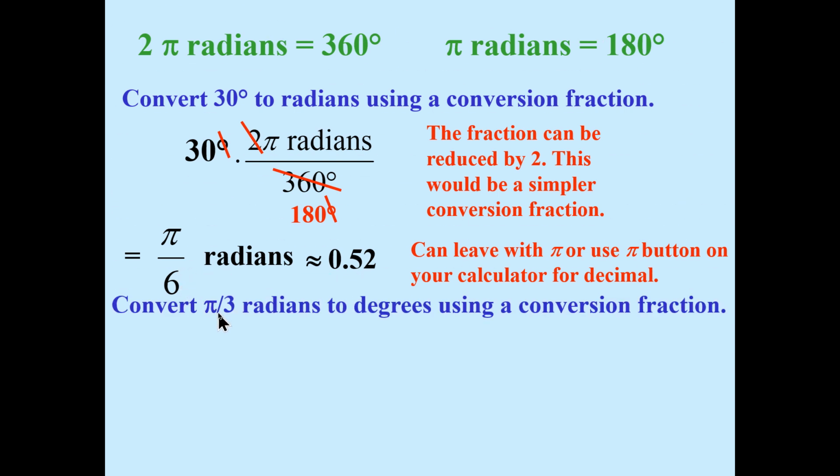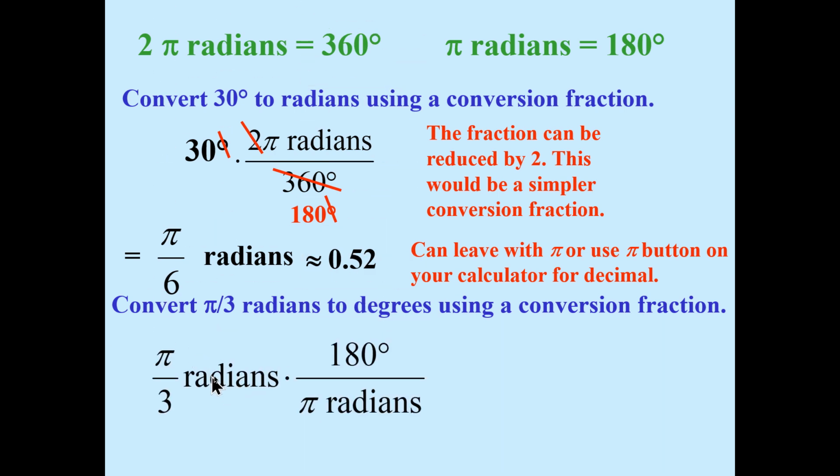Convert pi over 3 radians to degrees using a conversion fraction. We want radians to go away. So pi over 3, the pi's cancel out, and we end up with 180 divided by 3, which is 60 degrees.